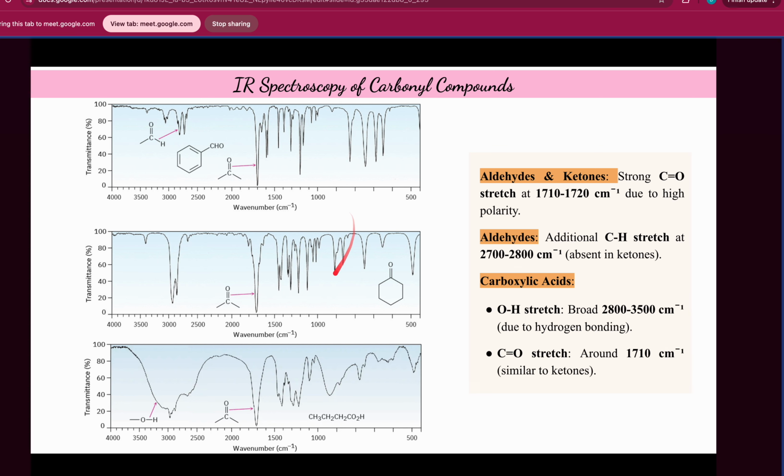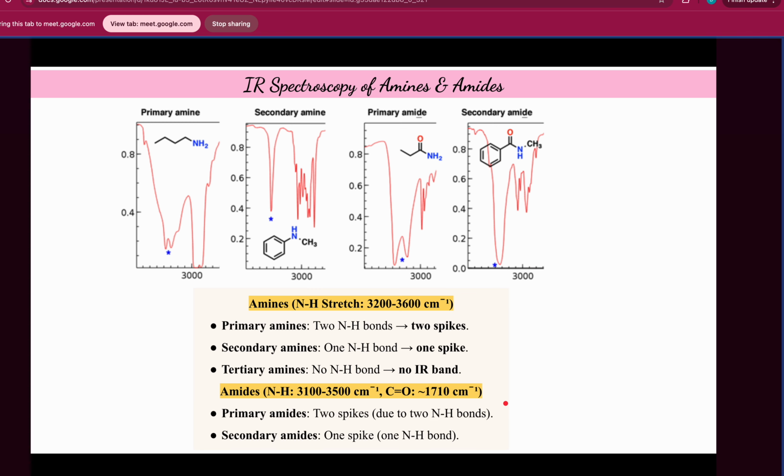So this shows that all of these three compounds have characteristic IR spectra, due to which we can distinguish among them, because they have different bonds and they show different stretchings. I hope it is clear till now. Now we will see IR spectroscopy of amines and amides, because in proteins these amide bonds are present.